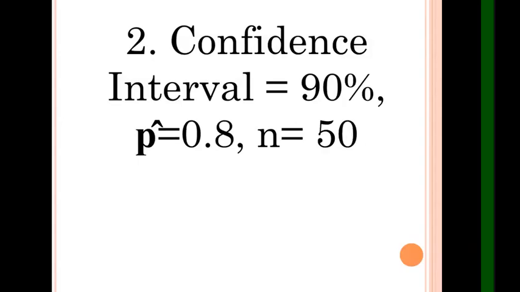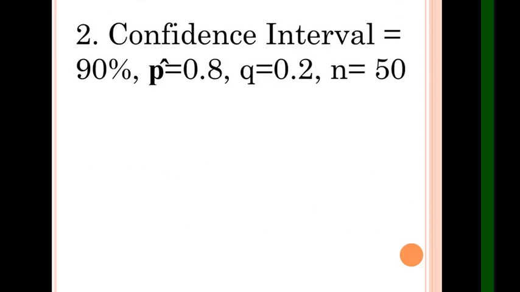Okay? Confidence interval equals 90%, P hat is equal to 0.8, and N equals 50. So let's solve. The confidence interval is 90%, which is positive negative 1.645. P hat is 0.8, Q is 0.2. Again, nakuha ko yung Q because the formula for Q is 1 minus P hat, and that is 1 minus 0.8. The answer is 0.2. N is 50.